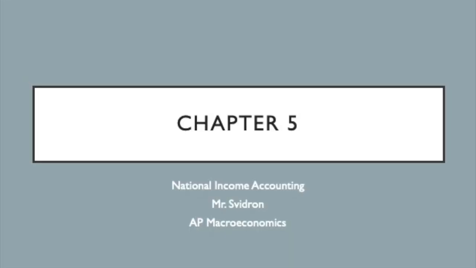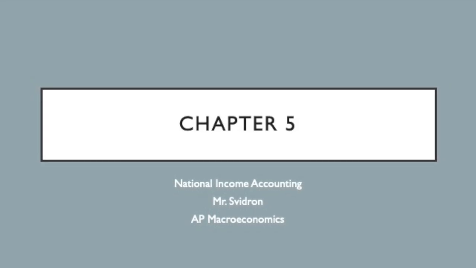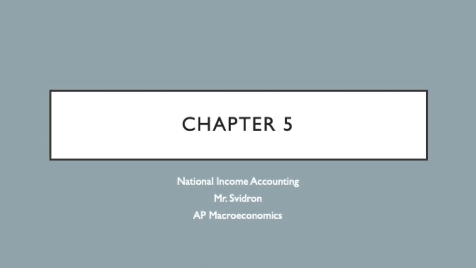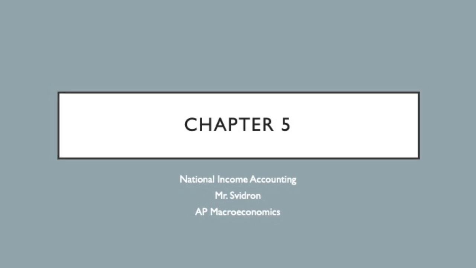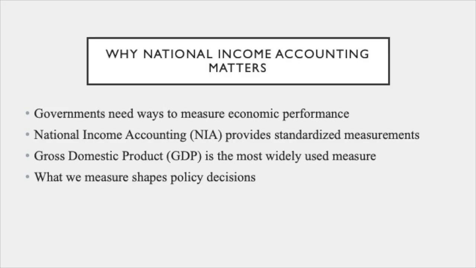All right, everyone, welcome. Today we're diving into Chapter 5, National Income Accounting. This chapter helps us understand how economists measure what a country produces, who gets that income, and why GDP, which is gross domestic product, is such an important number. We'll also think about what GDP doesn't tell us about our well-being. Let's start at the very beginning.